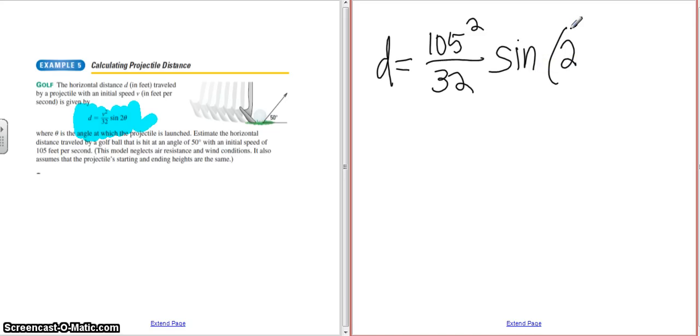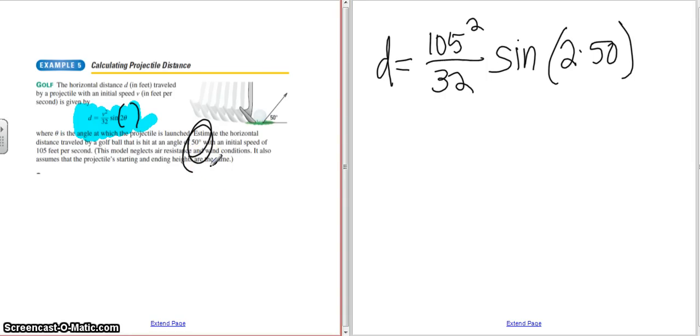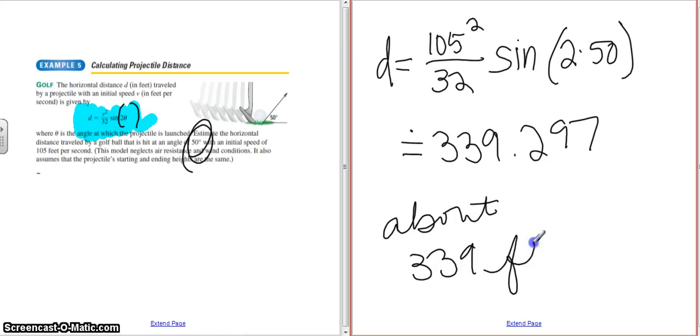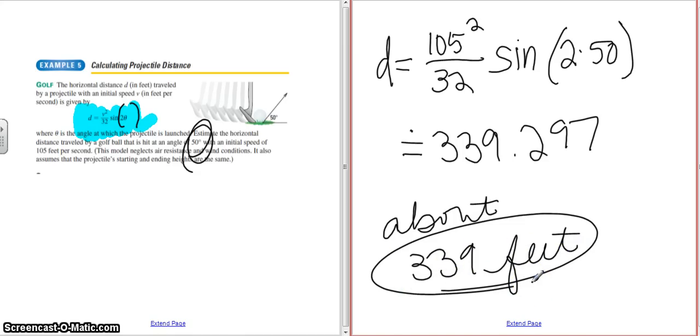Now, when it has 2 theta, they don't always write it, but there's really parentheses right here. You want to multiply the 2 to the theta before you do the sine. So 2 times 50. Now, when you do this, make sure that your calculator is in degree mode because you're given the angle in 50 degrees. So check that mode before you punch this into your calculator. And when you do this, you get approximately 339.297. So it's about 339 feet. And that's all there is to it. You just plug in the numbers right into the formula.